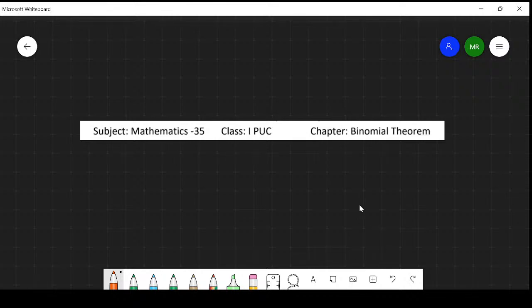Today's topic is binomial theorem. I am going to explain binomial theorem. This is one of the important topics in the first PUC. In that, definitely one 5 marks question they will ask: state and prove binomial theorem. No doubt, they will directly ask state and prove binomial theorem only.